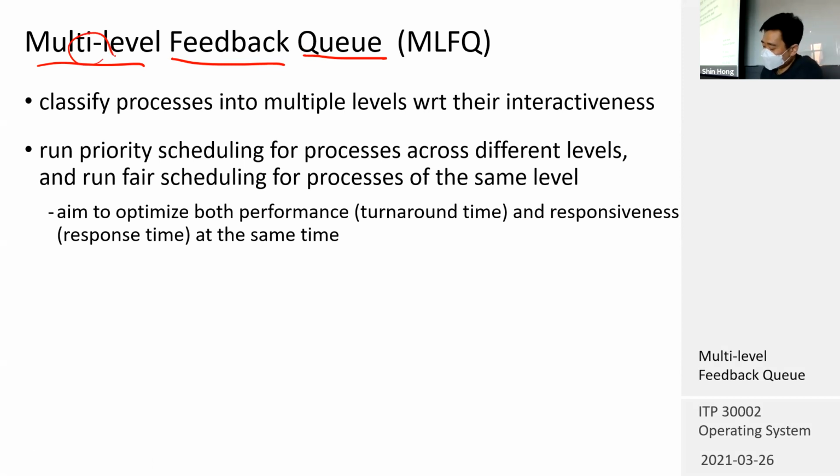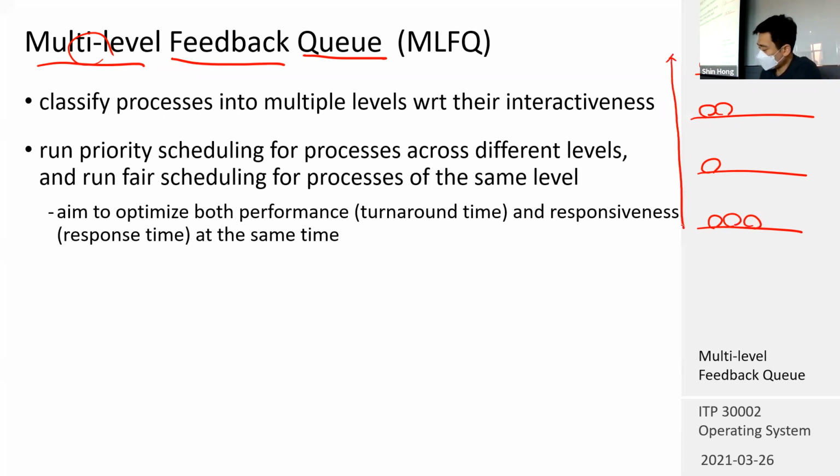Multi-level here means that this scheduler maintains multiple queues, not a single queue, and each queue has a different priority. Different processes are placed on different queues. Suppose the priority is arranged in this manner, which one should be scheduled first? The one with the highest priority.